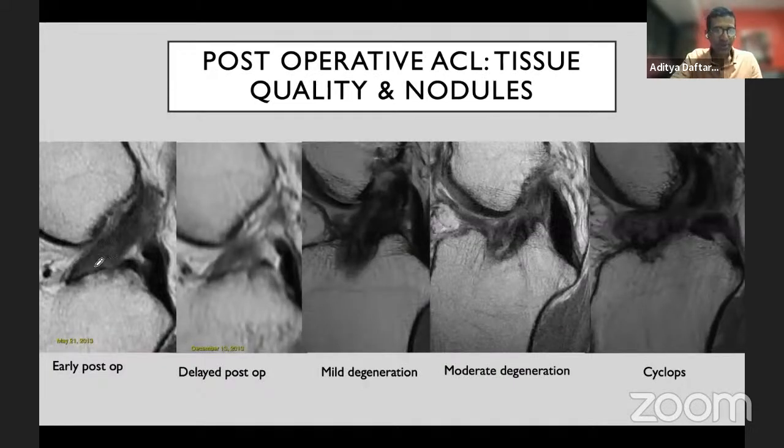Moving on to a postoperative ACL, you can see here a normal early postoperative ACL. Here a delayed postoperative ACL is more attenuated. Here's mild intersubstance degeneration within the ACL. Here's moderate degeneration. And then here you can see an example of a cyclops lesion or a nodule formation. And these nodules, obviously, depending on the size, will be symptomatic to varying degrees in different people.